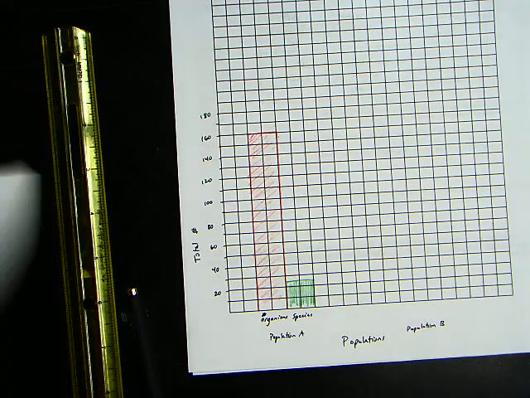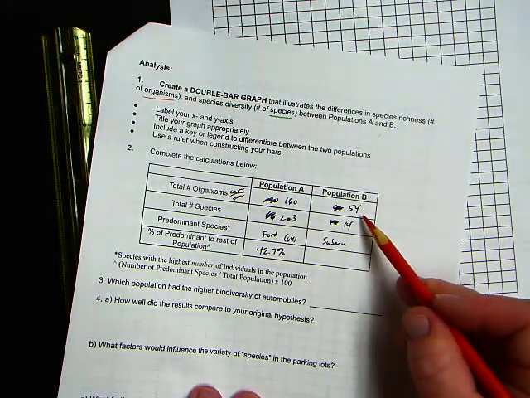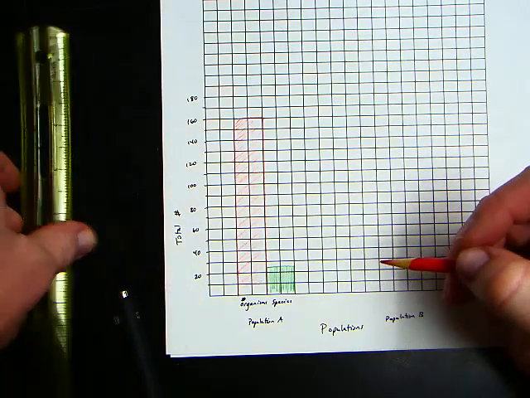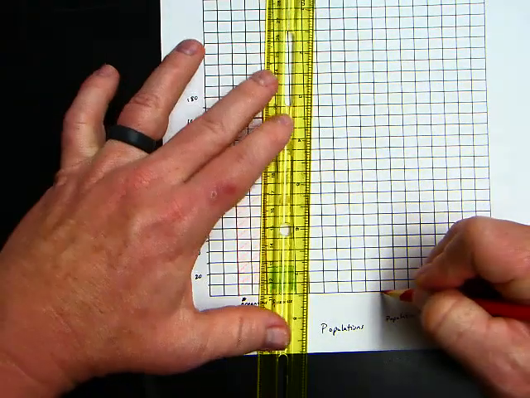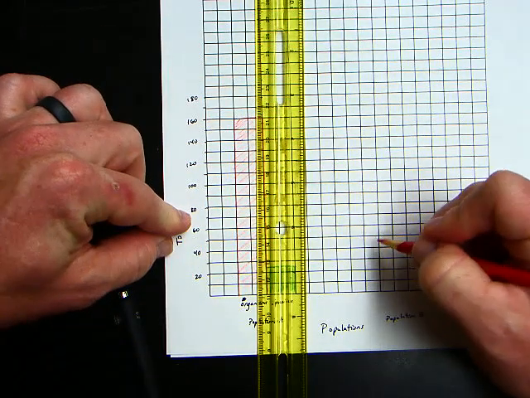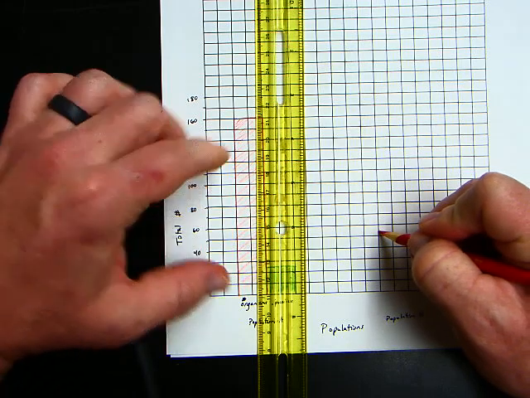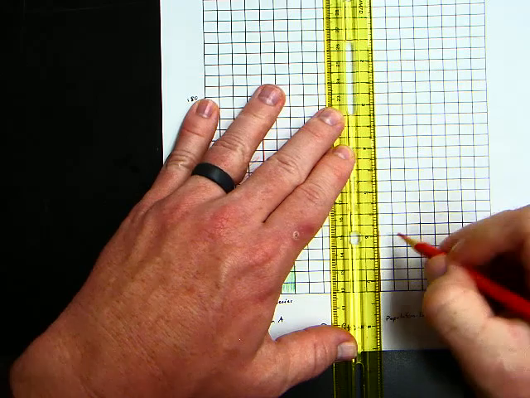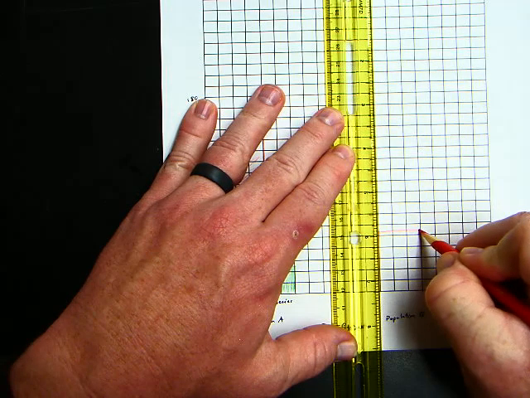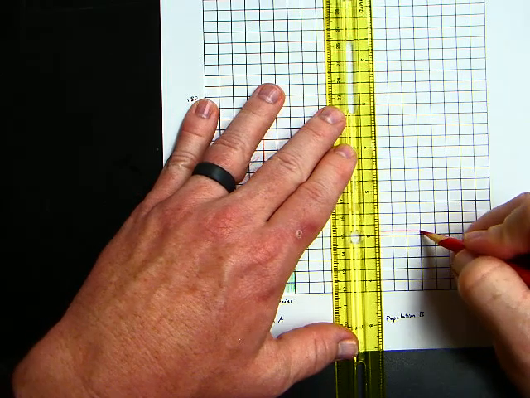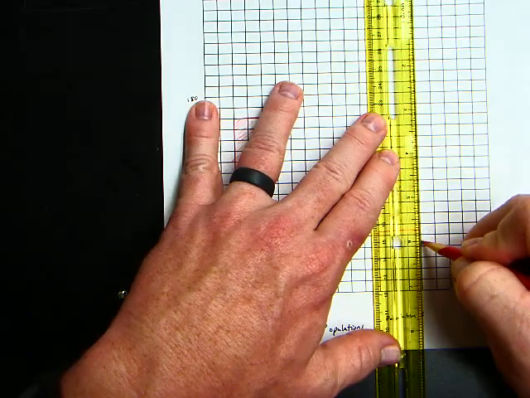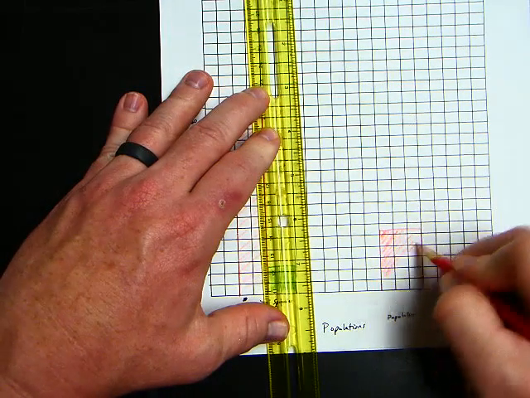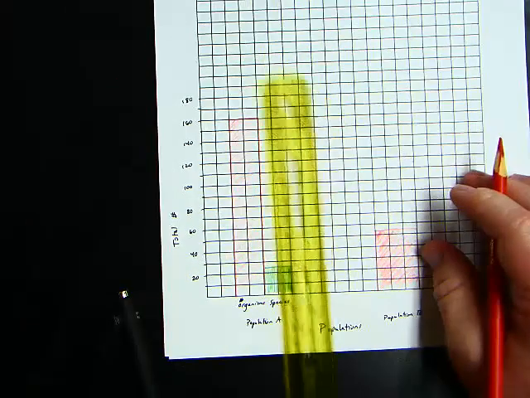I'll go back with my red. So what am I at, 54 for this one. All right, so 54. I'll set it kind of right there. 54 is probably right about there. That wasn't a very straight line. Maybe I should have used my ruler on that one. Okay, kind of shade it in.